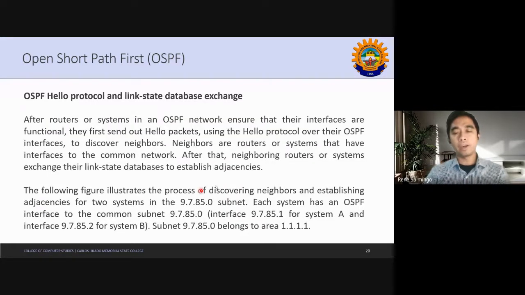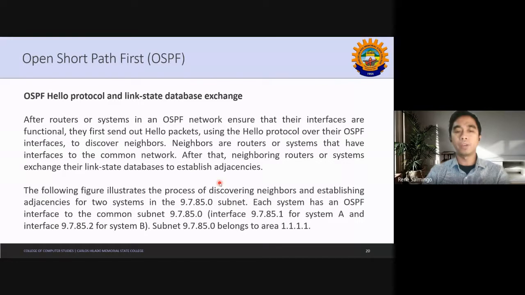And also, we have to discuss the OSPF Hello Protocol and Link State Database Exchange. After the routers or systems in an OSPF network ensure that their interfaces are functional, they first send out hello packets using the hello protocol over their OSPF interface to discover neighbors. The neighbors are routers or systems that have interfaces to a common network. After that, neighboring routers or systems exchange their link state databases to establish adjacencies.